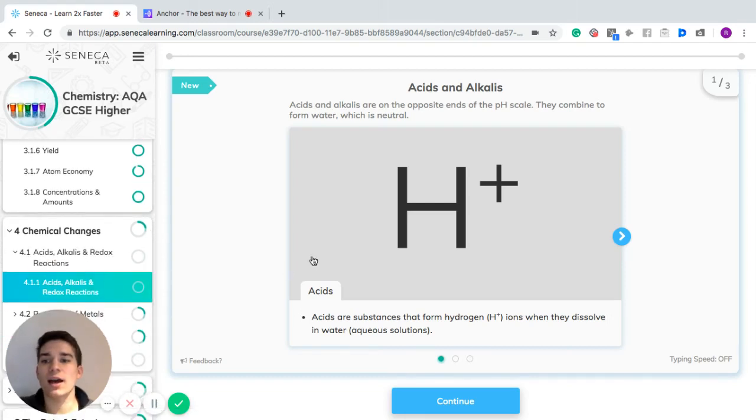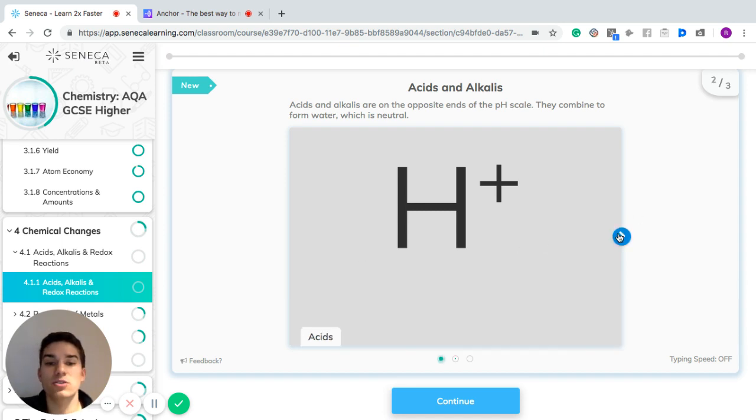So let's now have a look at acids, alkalines, and redox reactions. Acids and alkalines are on the opposite ends of the pH scale, and they combine to form water, which is neutral. Acids are substances that form H+ ions, so hydrogen ions, when they dissolve in water, and that's what we call an aqueous solution.